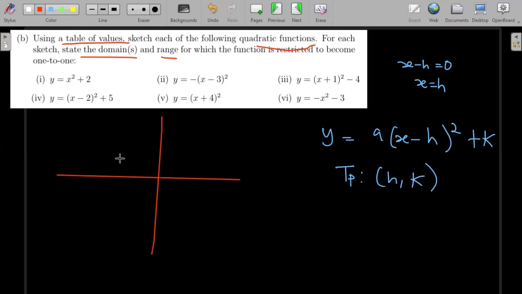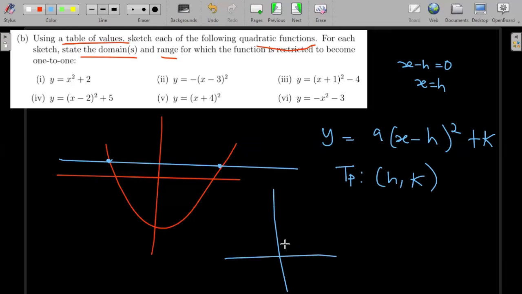So for example, take a quadratic function like this. You just draw a horizontal line anywhere. If it touches this curve at 2 points, then we know that this is not one-to-one. If you have a graph where a horizontal line touches at just 1 point, we know that this one is indeed one-to-one. Now for quadratic functions like these, the quadratic function is never a one-to-one function.